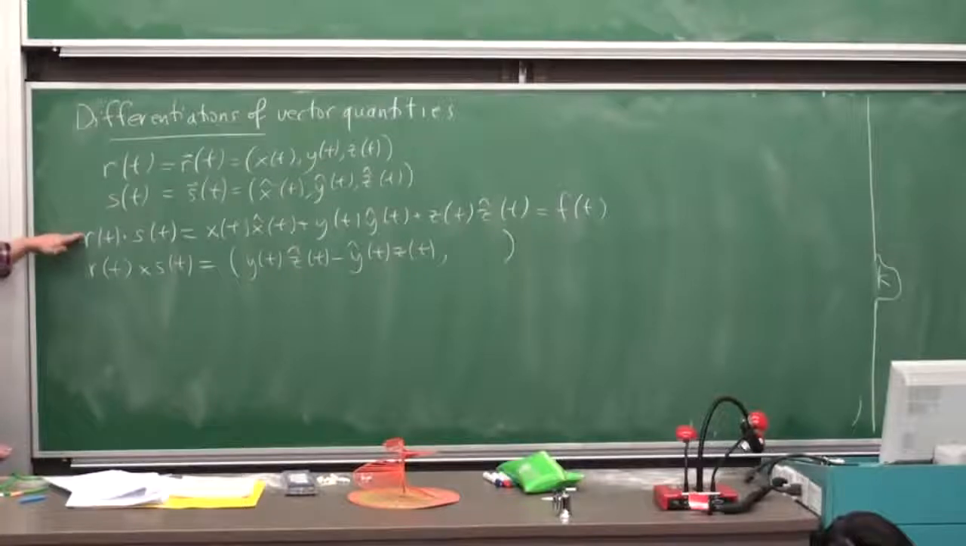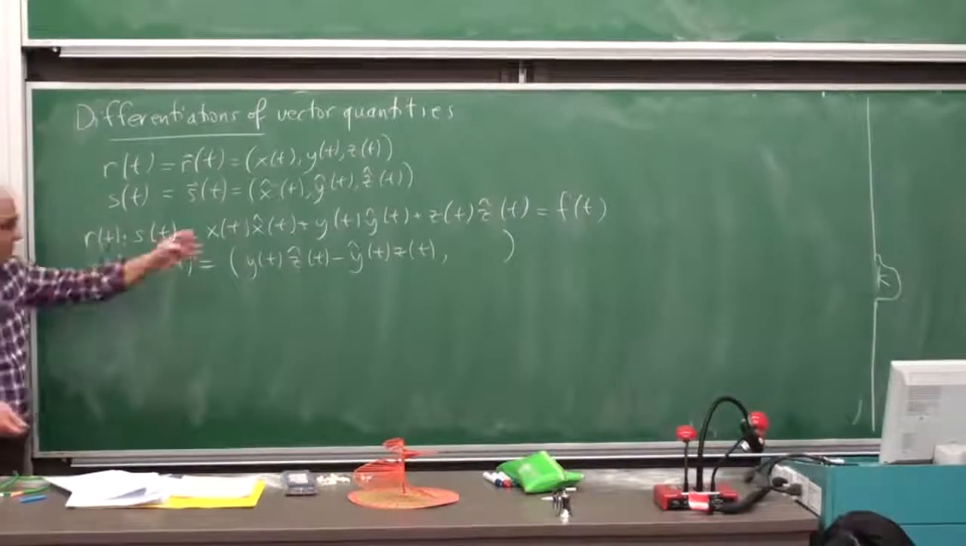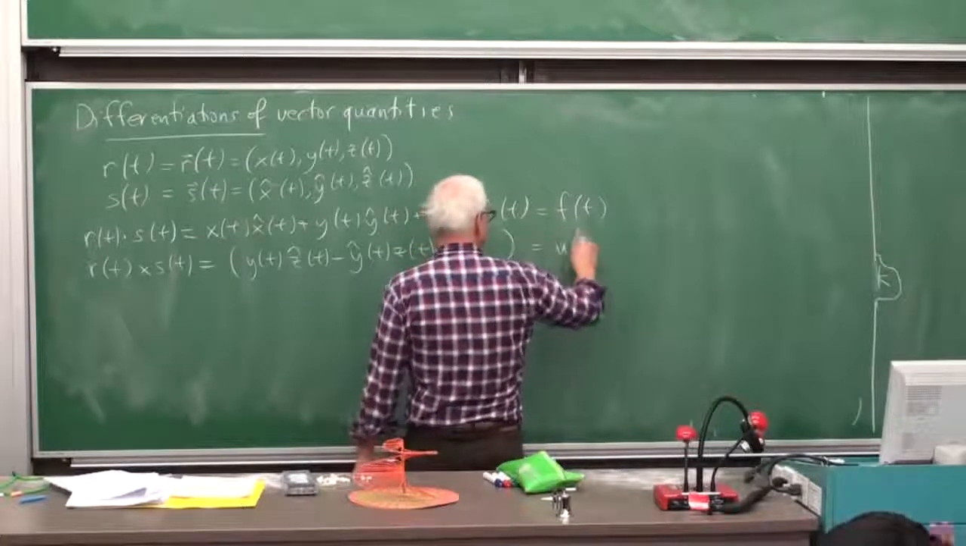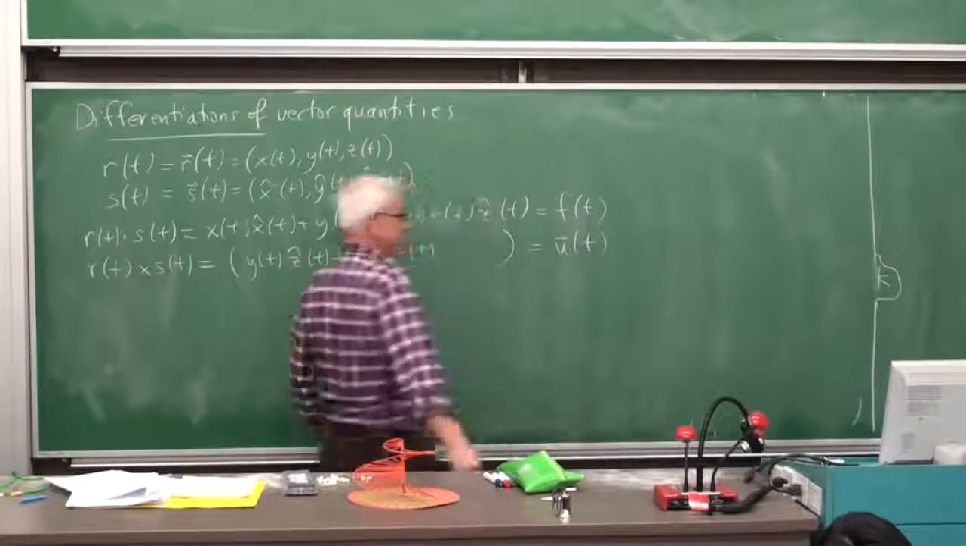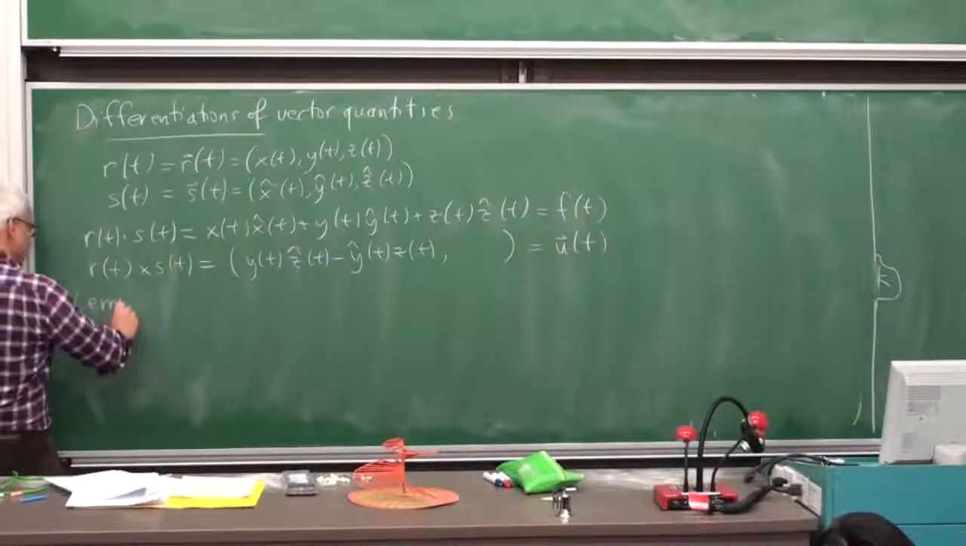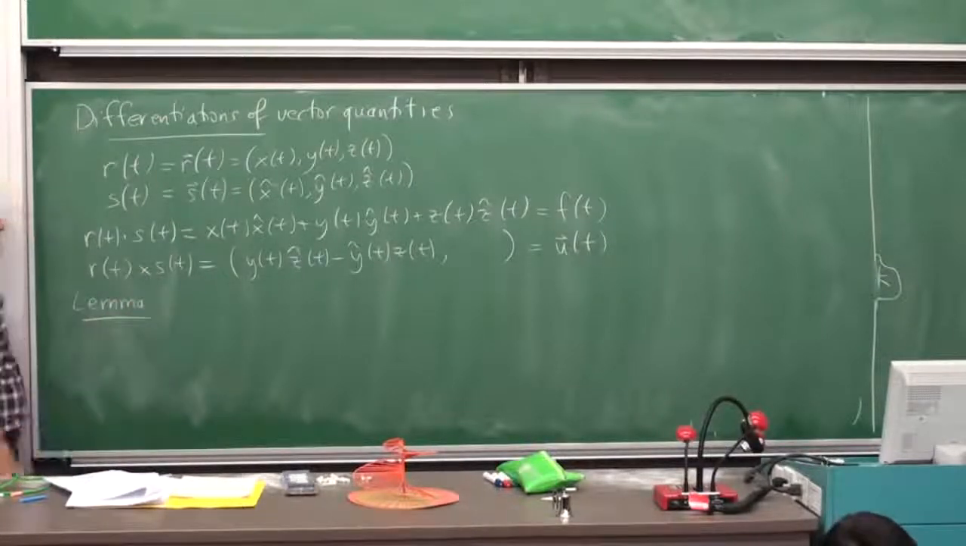All right, so this is a function of variable t. This is a vector valued function of a variable t. And what would be very useful for us is, how are we going to differentiate these 2 things? Let me call this one, say, u of t, which is really also a vector.